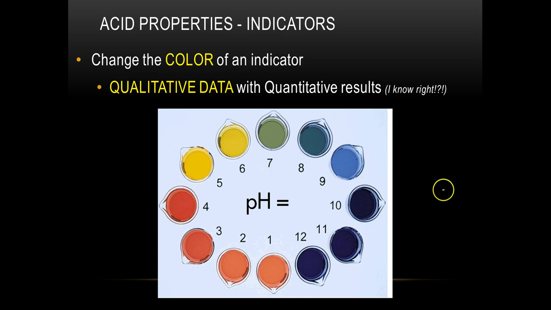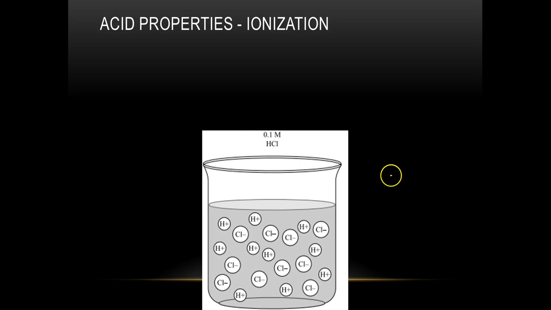Now, the cool thing about indicators is, now this is a rainbow of what we would call a universal indicator. It's a mixture of different indicators, and depending on the pH, you'll get a different color, and you can qualitatively get quantitative results. I know it seems kind of contradictory, but qualitatively you look at the color, and then from that you can extrapolate a numerical value. It does have some error associated with it, so it's not ideal. So you get mostly qualitative data from that with some quantitative results. I know it's odd.